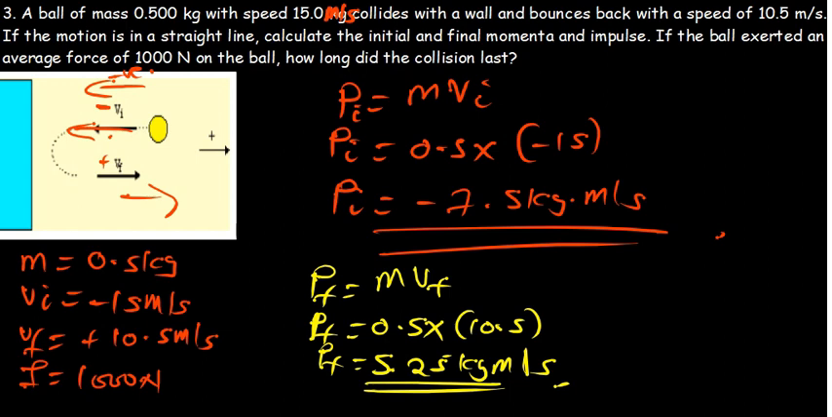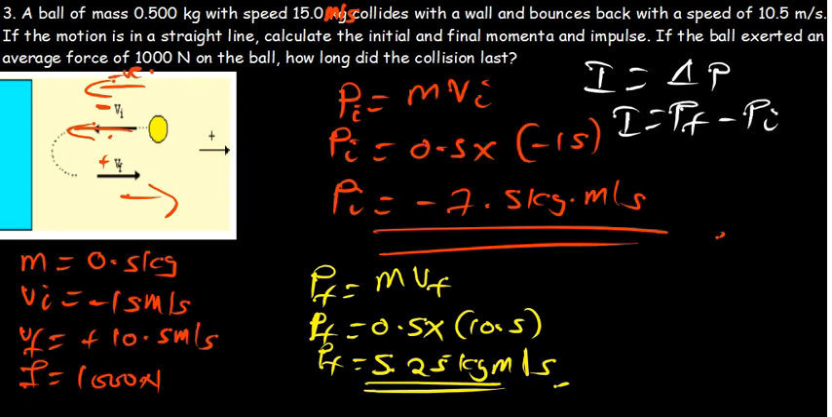Now another question here is we need to find the impulse. The question is calculate the initial and the final momentum and impulse. So to find the impulse, what we need to remember is that impulse is equal to change in momentum. Change in momentum is the final momentum minus the initial momentum. So the final momentum is 5.25 minus the initial momentum, negative 7.5.